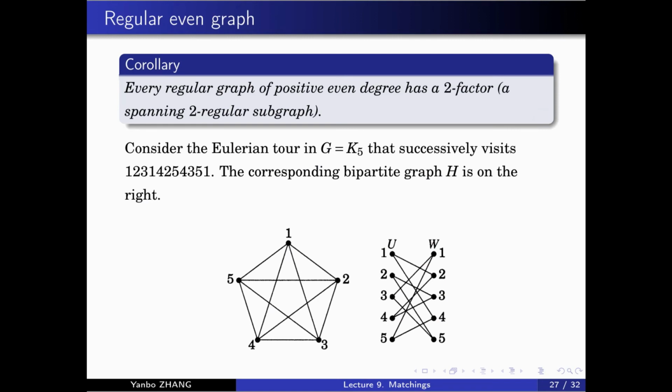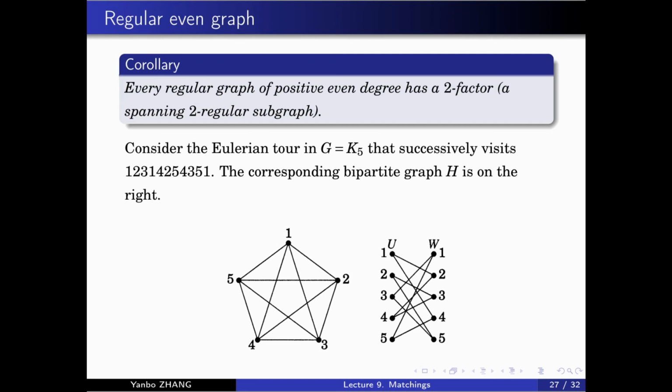The third corollary is about a regular even graph. It says that every regular graph of positive even degree has a two-factor. A two-factor is a spanning two-regular subgraph. In other words, it is a subgraph with n vertices, and every vertex has degree 2.